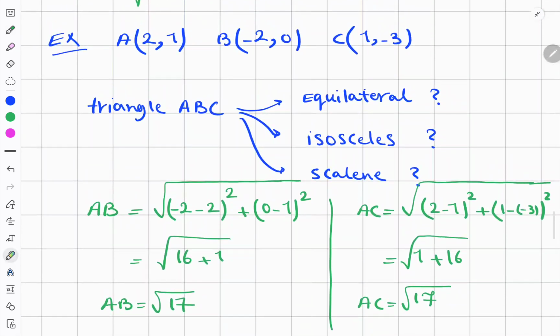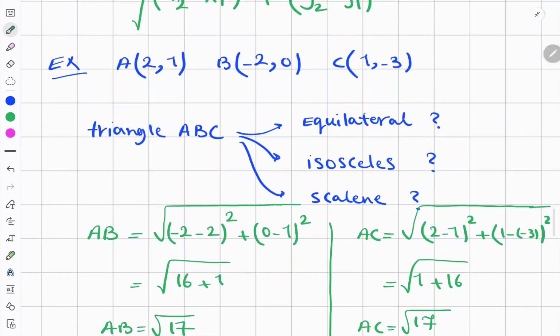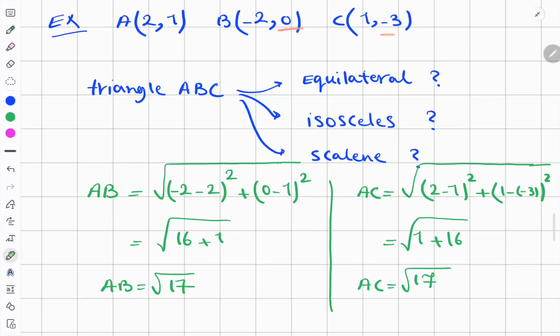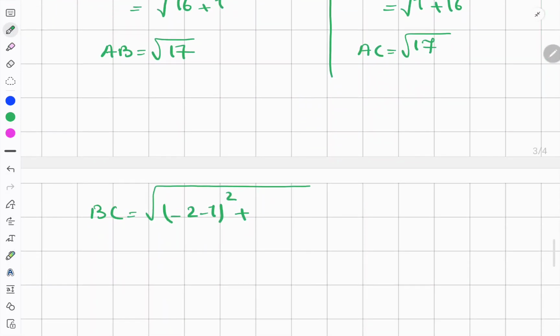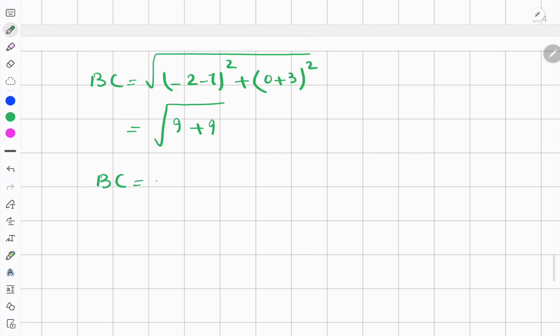Okay, BC. Negative 2 minus 1 squared plus 0 minus negative 3, which is positive 3. Negative 3 squared is 9. 3 squared is 9. So BC is the square root of 18.